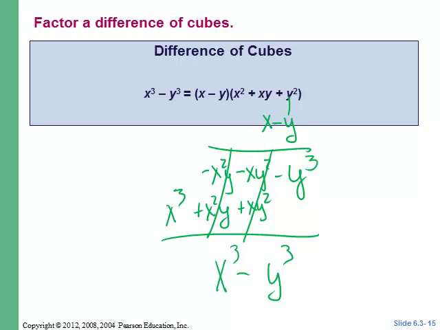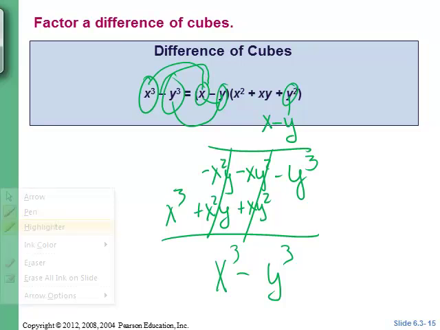The clue is when you see a difference of cubes, take the cube root of the first one, write it first, put the negative sign in, take the cube root of the second one, and then square this, write it at the beginning, square this, write it at the end, and multiply these two together and write it in the middle. You must, absolutely must, have exactly one negative sign in your answer.